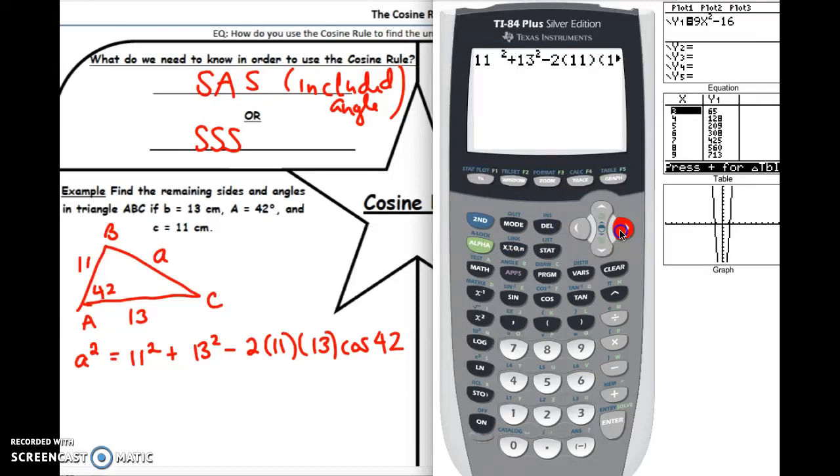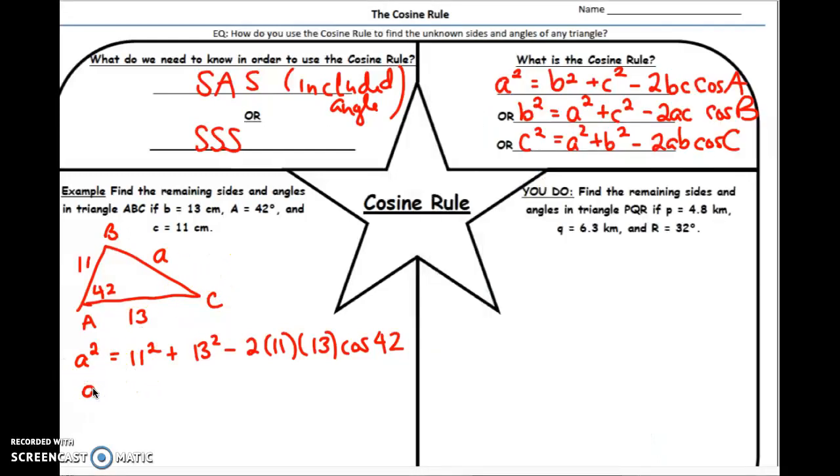Cosine of 42. And when I hit enter on this, that's going to give me the value of a squared. So just don't forget we need to take the square root of that number, and we get 8.8. So a is 8.8. All right. Now, once I know a is 8.8, then we have to find angle B and angle C.